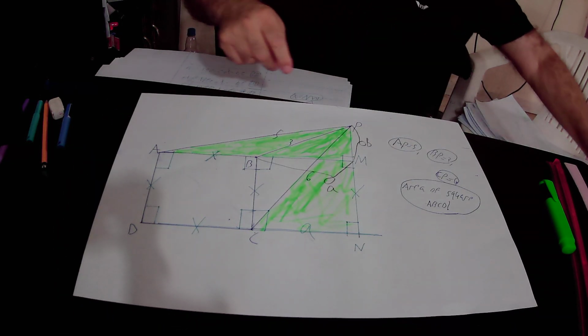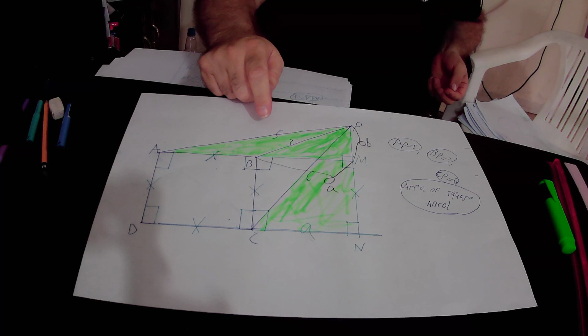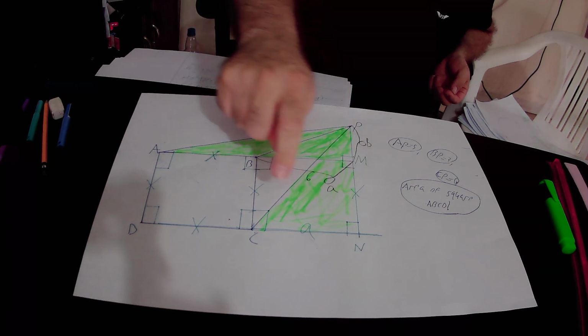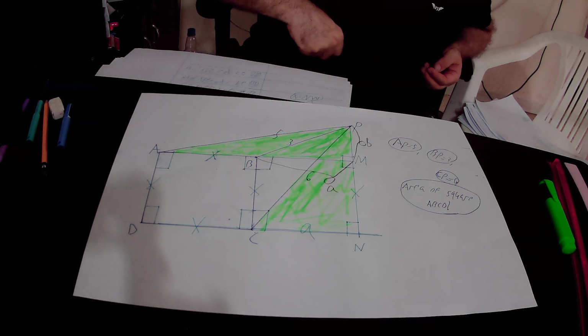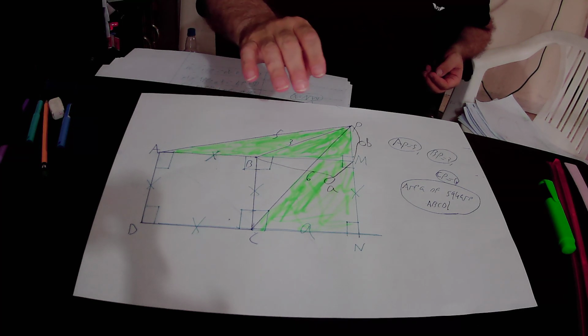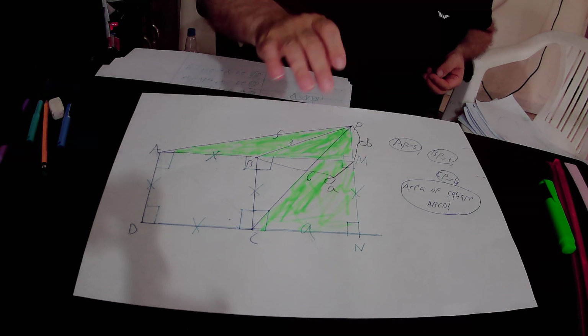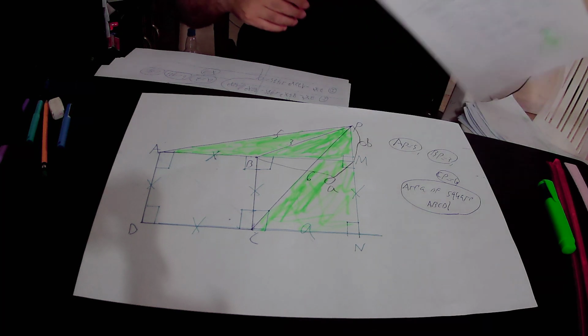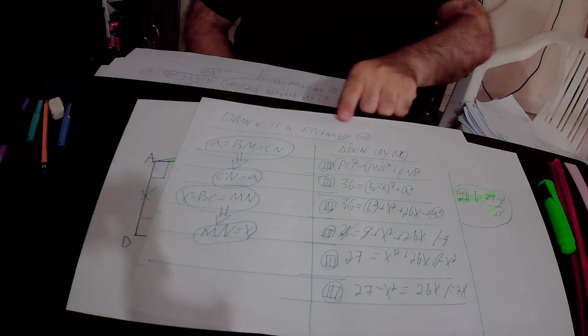Then we return to quadrangle BMCN. Inside this quadrangle, we have already found out that we have 4 right angles. Therefore, quadrangle BMCN is a rectangle because it has 4 right angles.